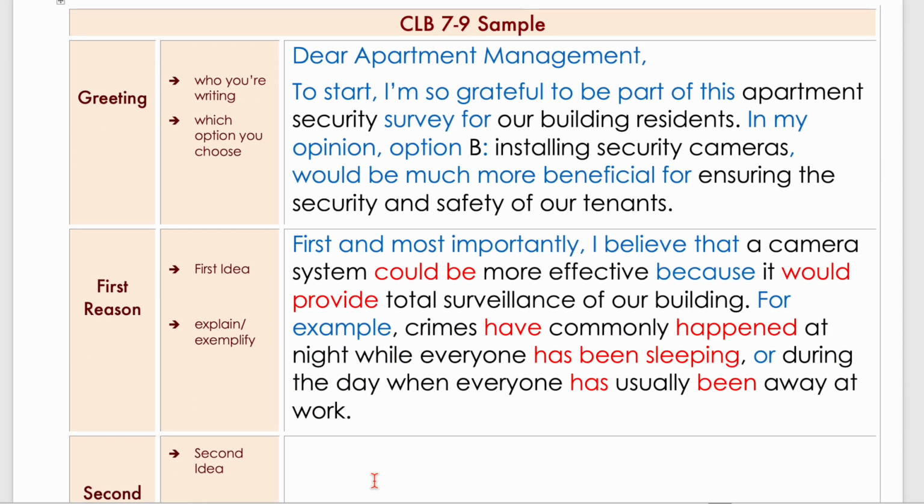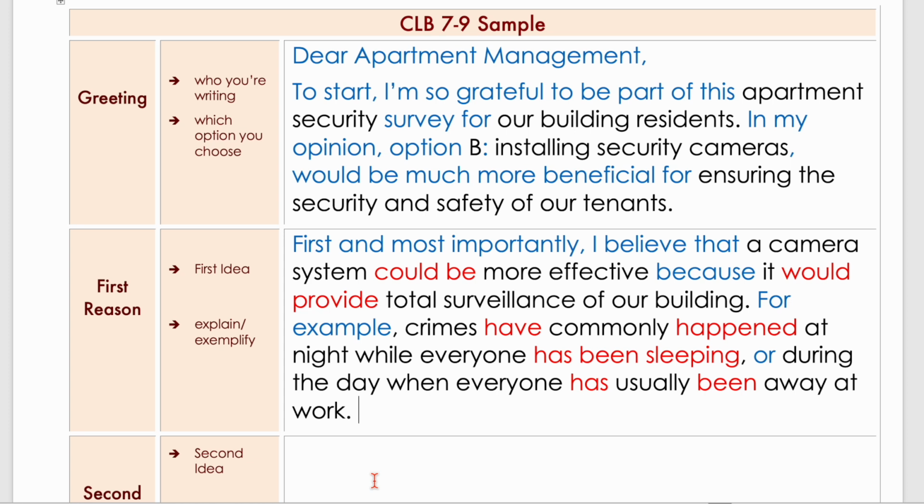For example, crimes have commonly happened at night while everyone has been sleeping, or during the day when everyone has usually been away at work. Okay, all right, good example of trying to say when crimes happened. Okay, we haven't connected to total surveillance yet, but the example is just trying to make a case about it. Now I would say here again, we're in the 8 category.